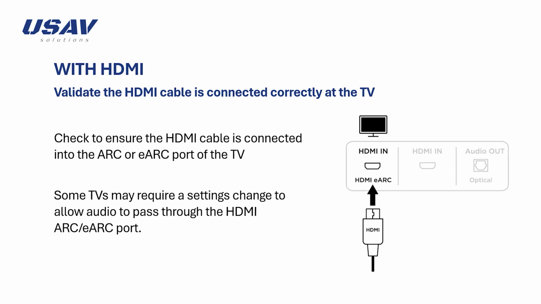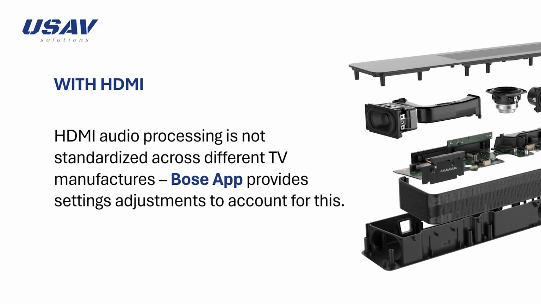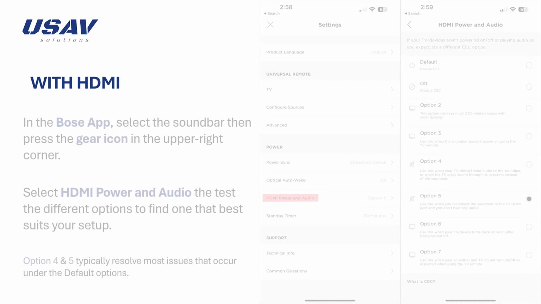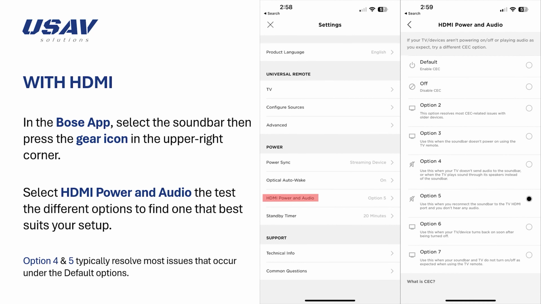HDMI audio processing is not standardized across different TV manufacturers. The Bose app provides settings adjustments to account for this. In the Bose app, select the soundbar, then press the gear icon in the upper right corner. Select HDMI Power and Audio, then test the different options to find one that best suits your setup. Option 4 and Option 5 typically resolve most issues that occur under the default option.